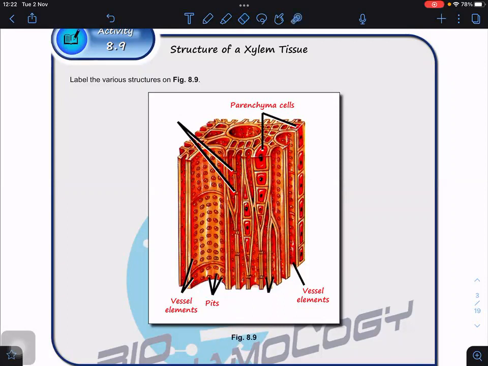Within these structures, can you see the pit that connects two cells together? This pit is known as a pair pit. Clear? And we do have the tracheid as well, with a tapering end. So in our syllabus, our focus will be the vessel element, parenchyma cells, these two, and also the fiber.